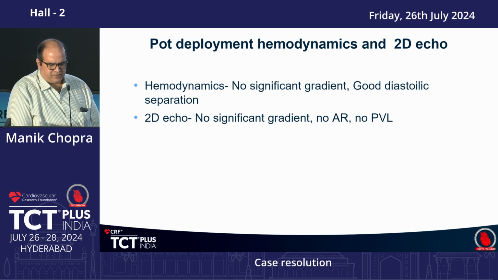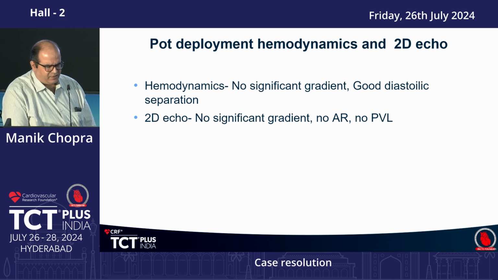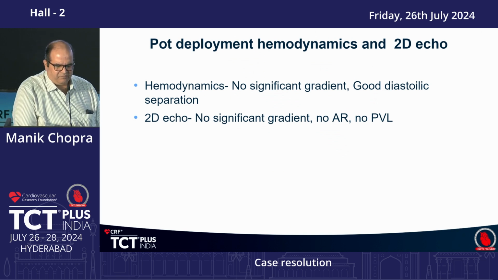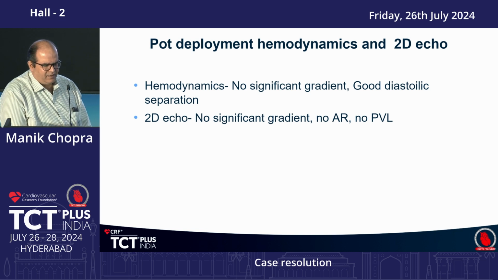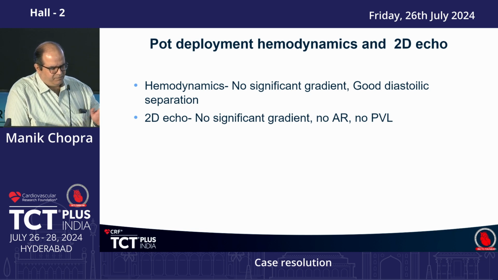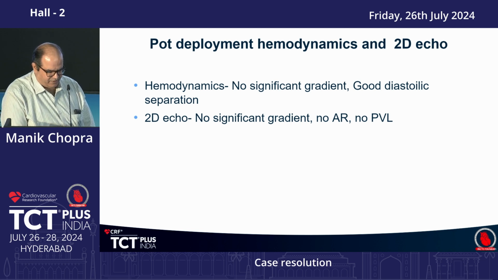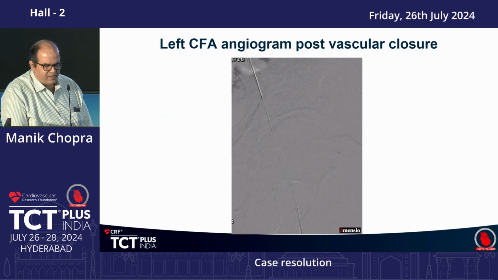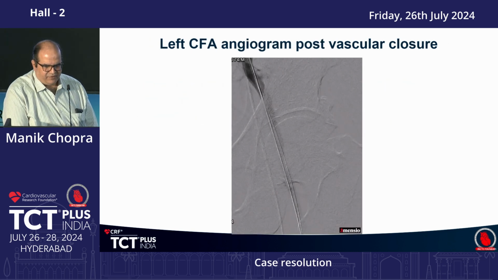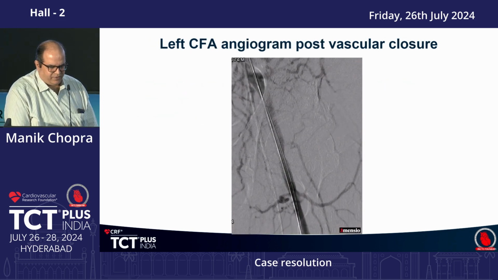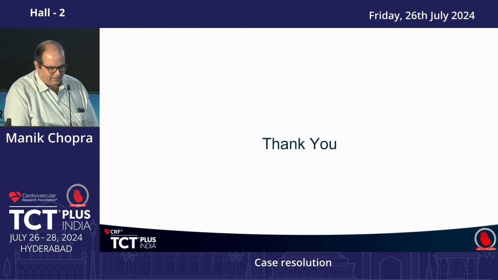So hemodynamic-wise, there was no significant gradient, good diastolic separation, no significant gradient on echo, no AR and no PVL. Also, typically, during inflation, I keep my eyes on both borders of the aorta, and if I feel that the valve is moving out in any way, I would probably stop, because I know that it is already anchored. And this is the left CFA angiogram, post-vascular closure, without any problems. And thank you.